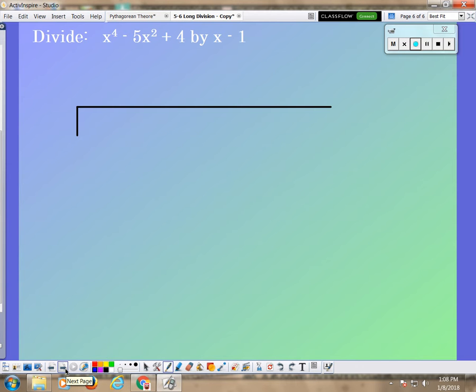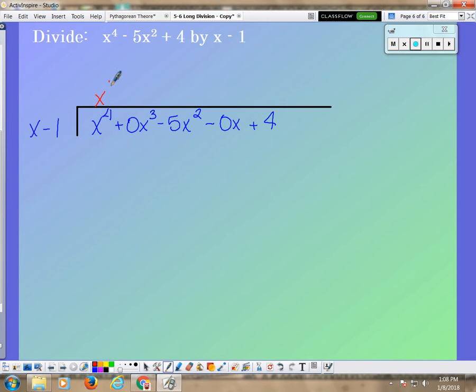All right, last but not least, our last example. This one, I start out with x to the 4th, but then I notice I'm missing an x cubed, so I have to put in a 0x cubed minus 5x squared, but I'm missing the x, so that's a 0x plus 4. And I put the x minus 1 on the outside. Really, you should pause the video at this point and see if you can do this on your own and then check your answer back up here after you're finished. It'd be good practice. So here we go.